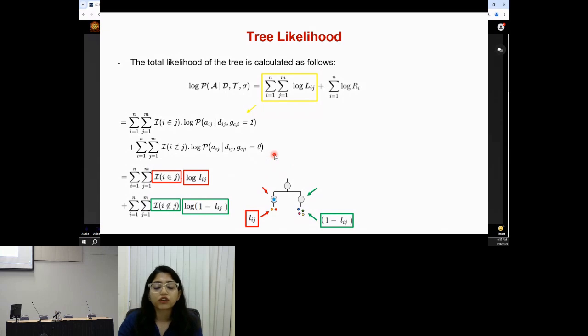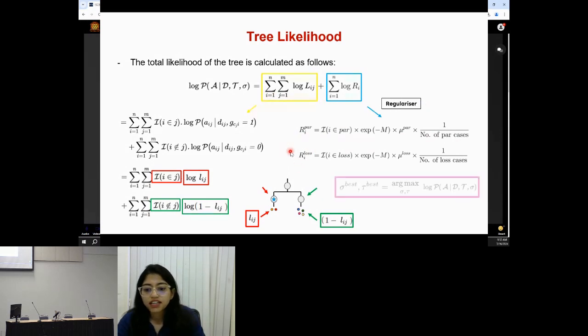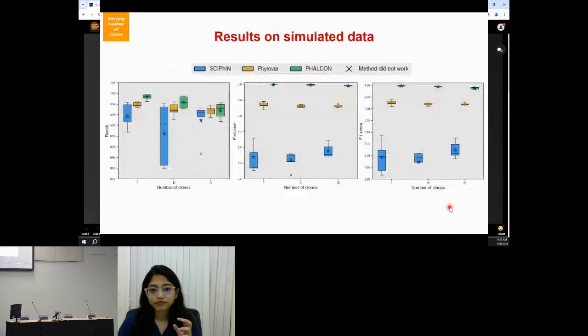Now, we knew that we are modeling loss and parallel cases as well, but they do not frequently occur on the phylogeny. So we wanted to regularize that using this regularizer. If there is a parallel mutation occurring, then we make the log likelihood value more negative using these two regularizers. Now, the best mutation placement and the best tree is chosen according to the argmax function, which will maximize the total log likelihood of the tree.